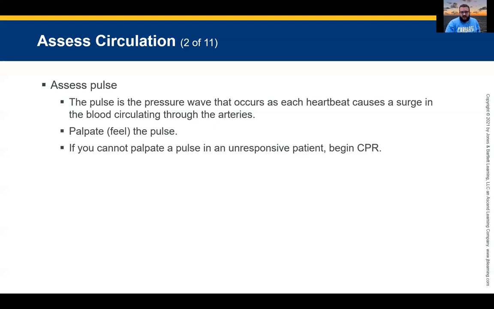In an unresponsive patient older than 1 year of age, you should palpate the carotid pulse in the neck. In children younger than 1 year, palpate the brachial pulse located at the medial area inside the upper arm. I don't know if I can see that right here. If you cannot palpate a pulse, start CPR.